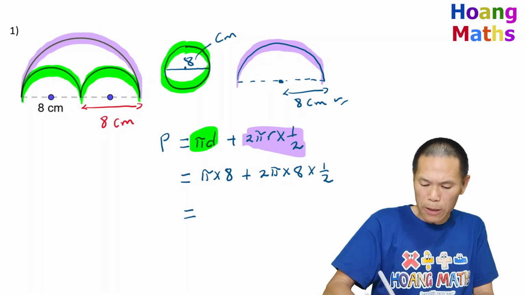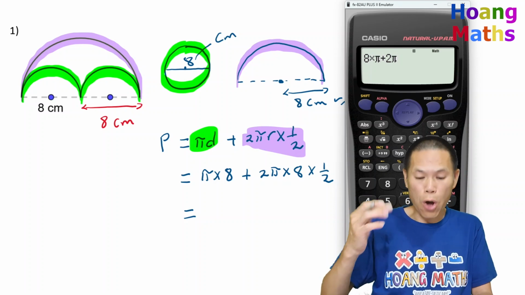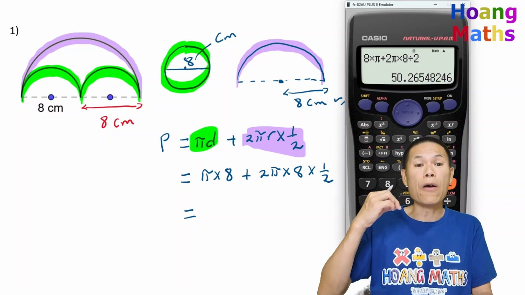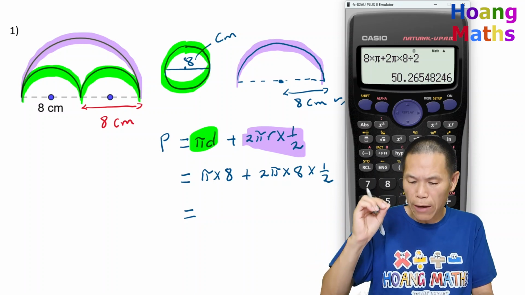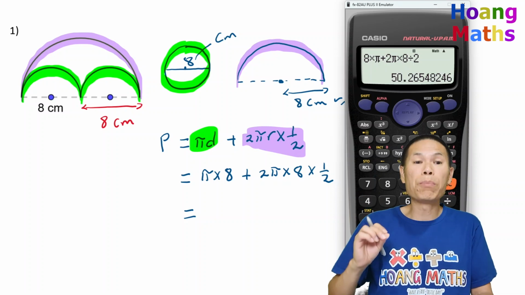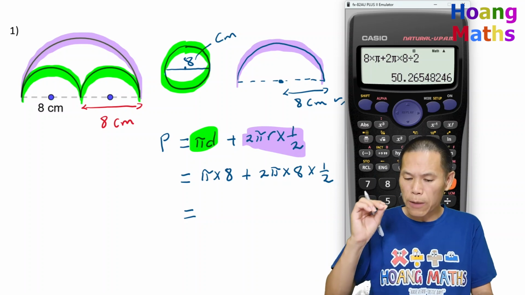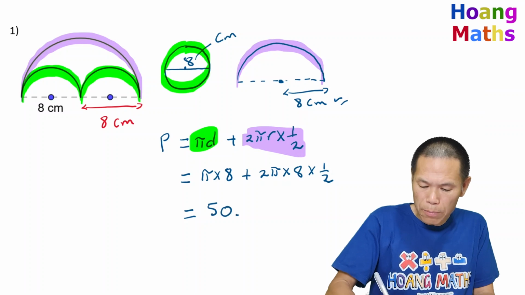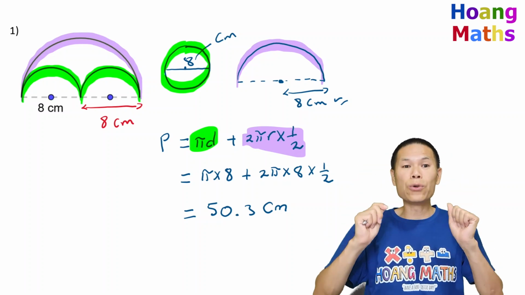So I just go 8 times pi, and we add 2 times pi, that is 2 pi, times 8 and then divide by 2, or times a half, or times 4 instead, because we know half of 8 is 4. Otherwise, just put it on the calculator as is, okay? So 50.26 and so on. Therefore, correct to 1 decimal place, it should be 50.3. So the answer is 50.3 centimeters. So there you go.